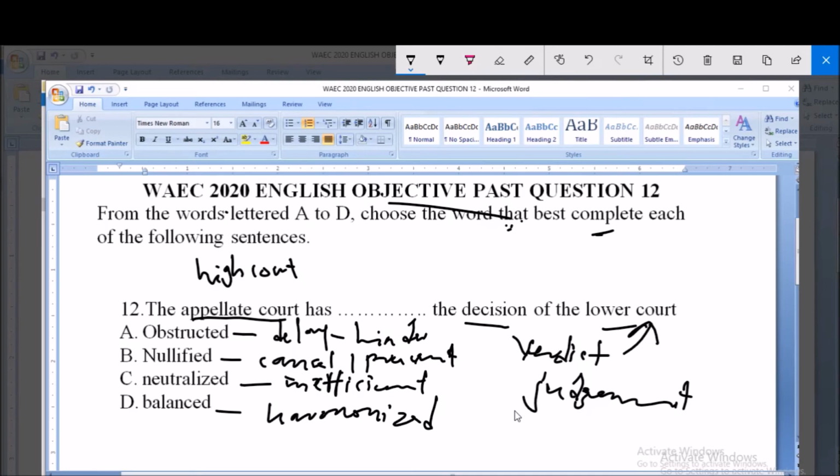Then what will now happen is that the higher court that the case was taken to, or the case was filed to, will nullify the previous decision or verdict. So it is nullified. Nullify is the correct option, B.